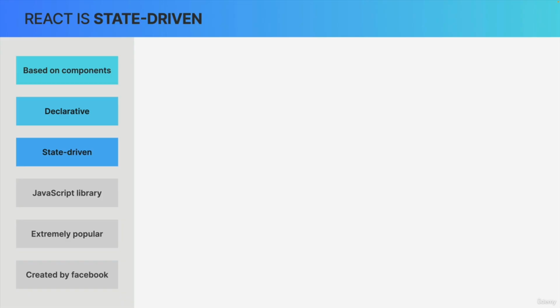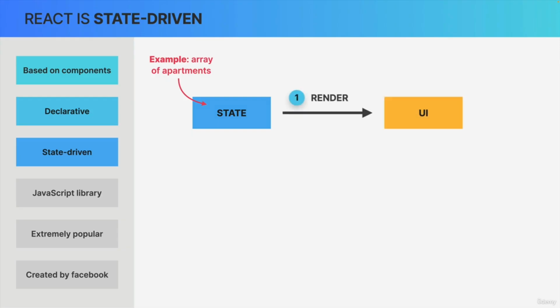So remember that the main goal of React is to always keep the UI in sync with data. And from now on, let's actually call that data state. For example, an array of apartments on Airbnb. So based on our initial state, React will render a user interface using the components that we wrote using JSX. Then, based on some event like a button click, the state might change. For example, more data about apartments might be loaded from an API.